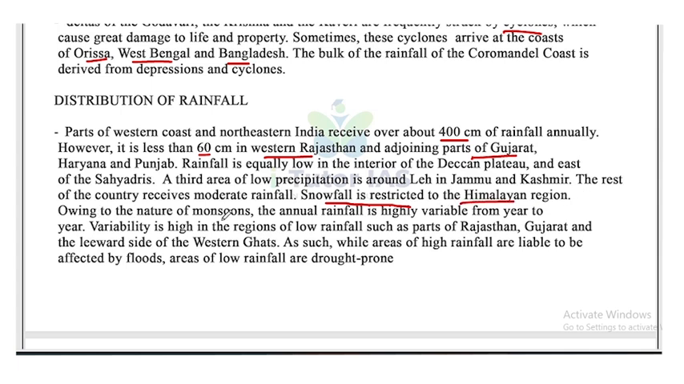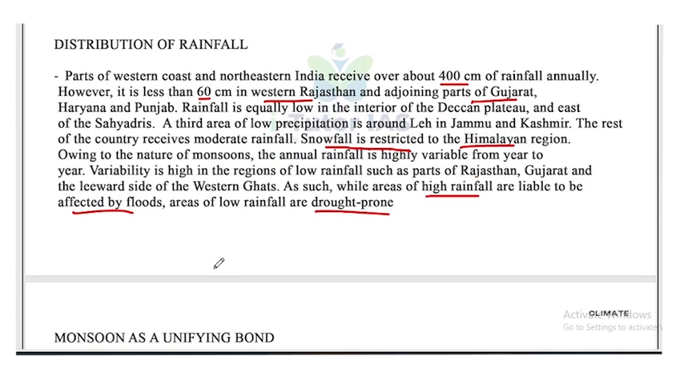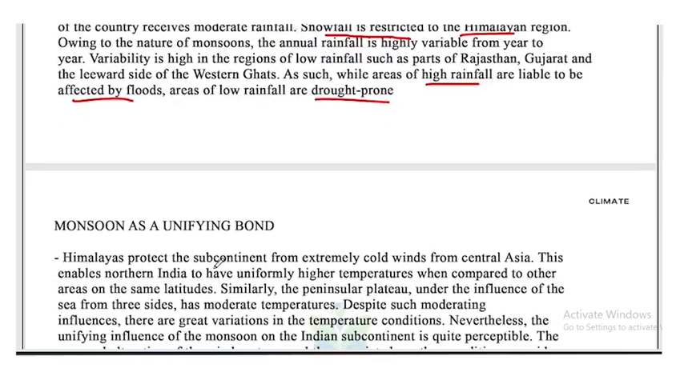Owing to the nature of monsoons, annual rainfall is highly variable from year to year. Variability is high in the regions of low rainfall such as parts of Rajasthan, Gujarat and the leeward side of the Western Ghats. As such, while areas of high rainfall are liable to be affected by floods, areas of low rainfall are drought prone. So in some places there is heavy rainfall which causes floods, and at the same time some areas receive less rainfall or none, and these areas are drought prone.